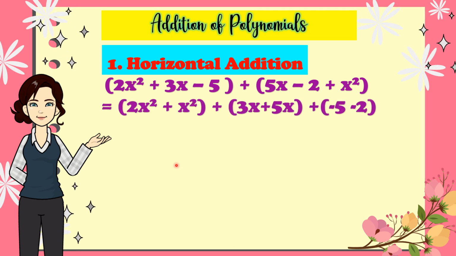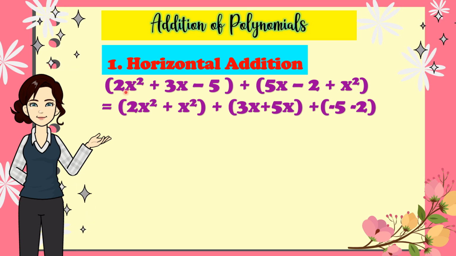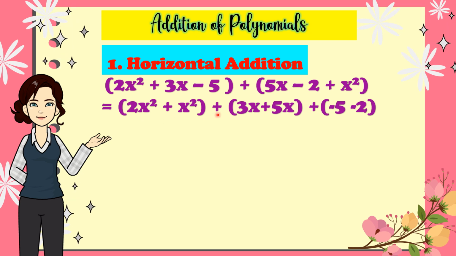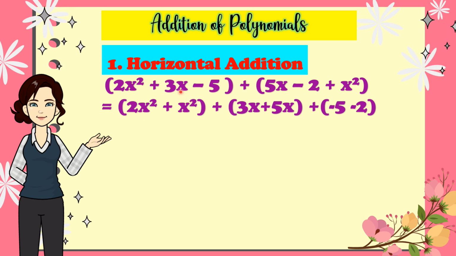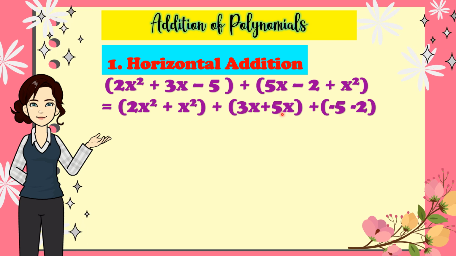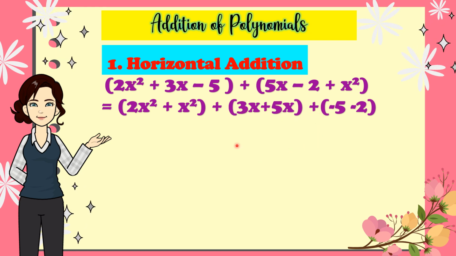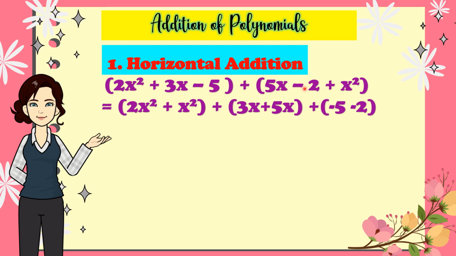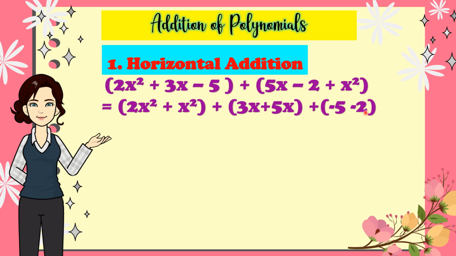So what we have here is the quantity 2x squared plus x squared. Since they are like terms, pagsasamahin natin sila sa isang grupo. And then, plus the quantity 3x plus 5x. Sila yung like terms dito. And then, plus yung constant terms natin which are negative 5 and negative 2. So, nandito sila sa last group.